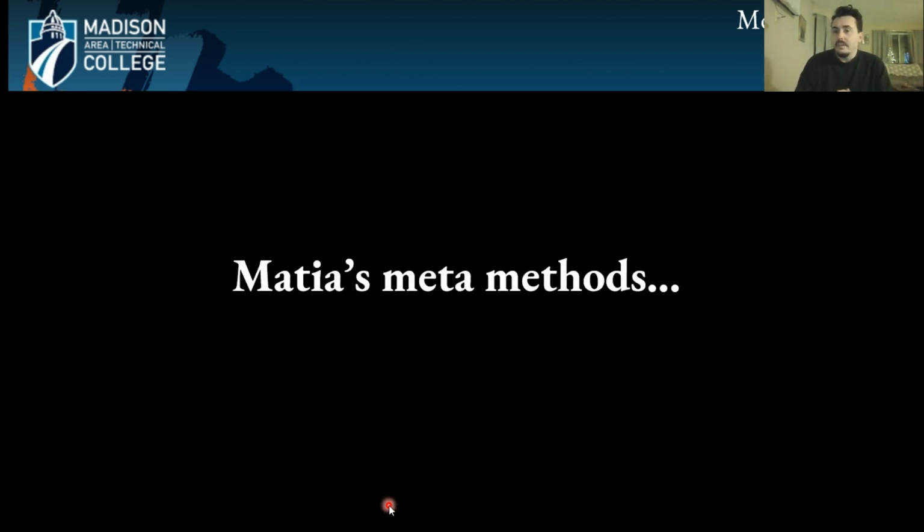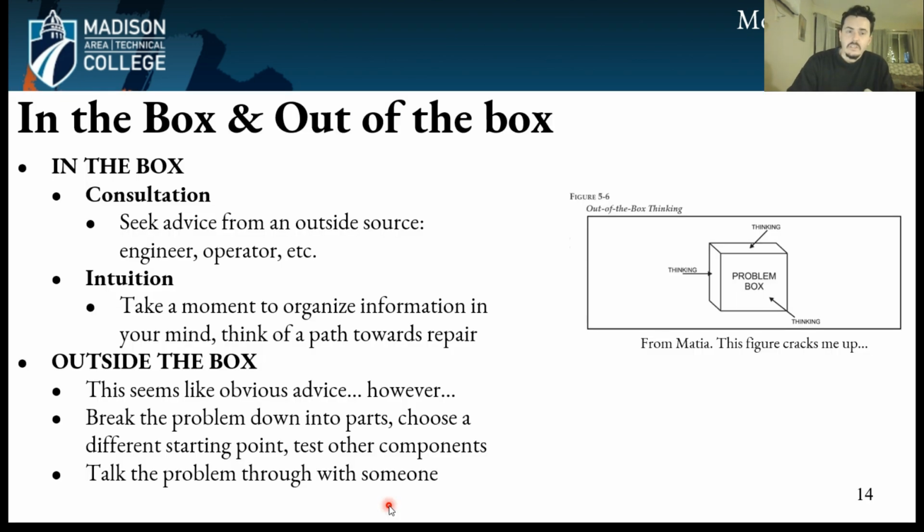All right, so the last one is Mattia's meta methods. I thought this was kind of funny. This figure is actually from the book. This is the out of the box thinking figure from Mattia, because he thought that out of the box needed some sort of visualization. There are two parts to this. First we have in the box and we have out of the box.